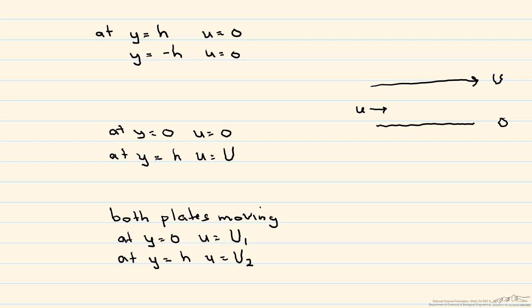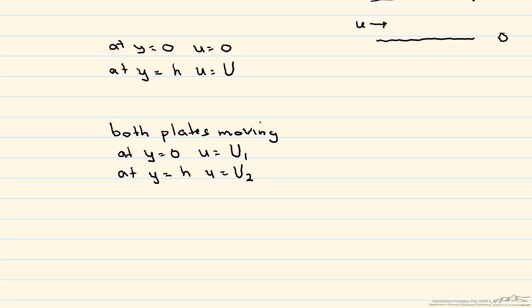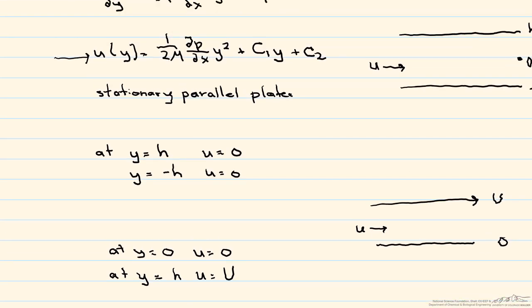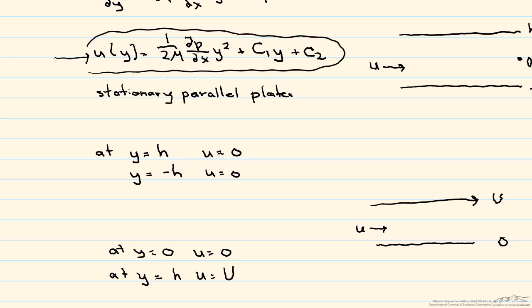And so what we can do is apply these boundary conditions for any one of these situations to eventually solve for our constants. So we solve for C1 and C2. And when we do that, if we go back to our original equation here, what we find is that we now have a velocity profile that we can apply at any y.